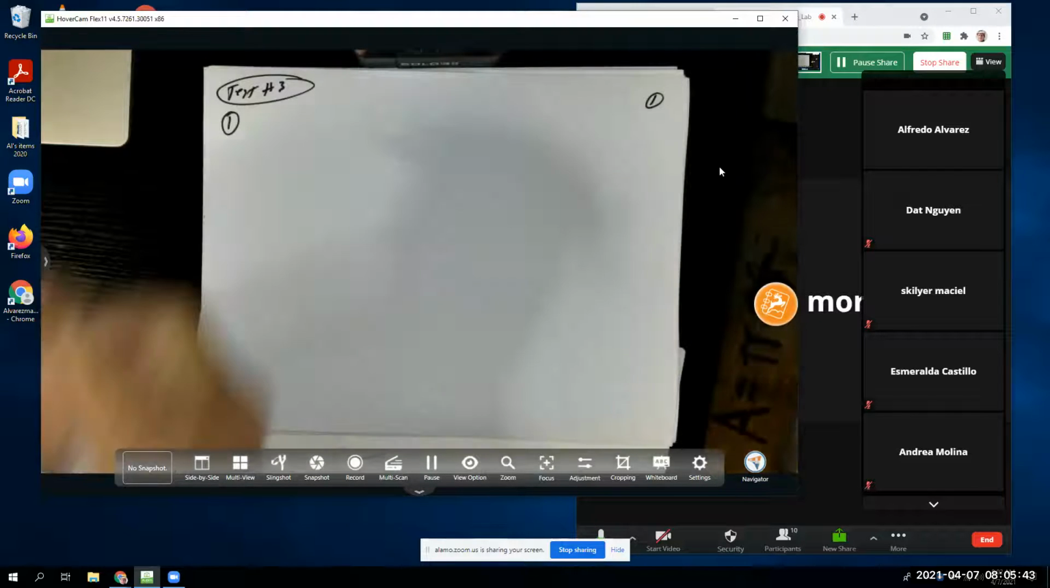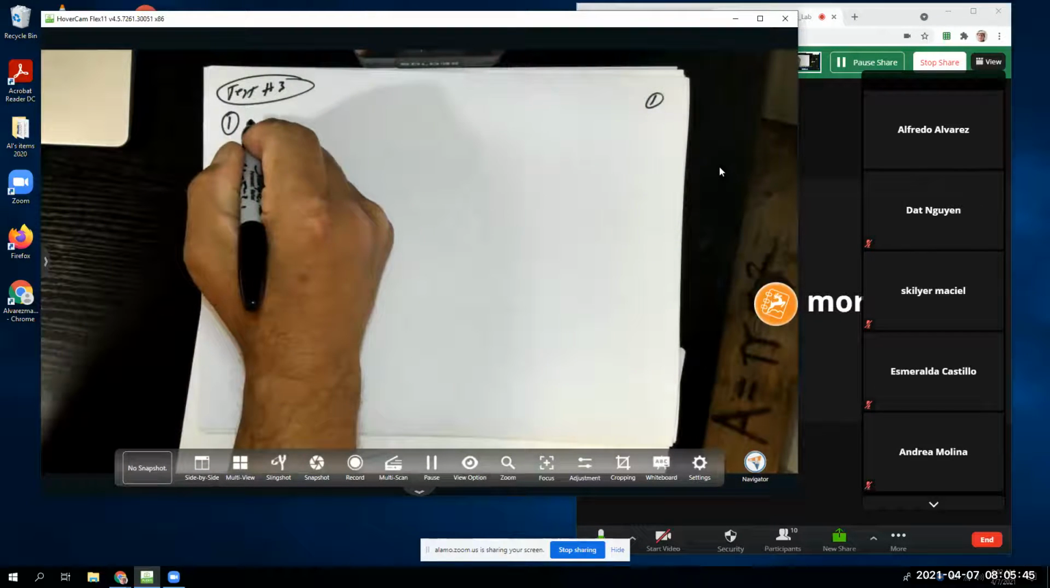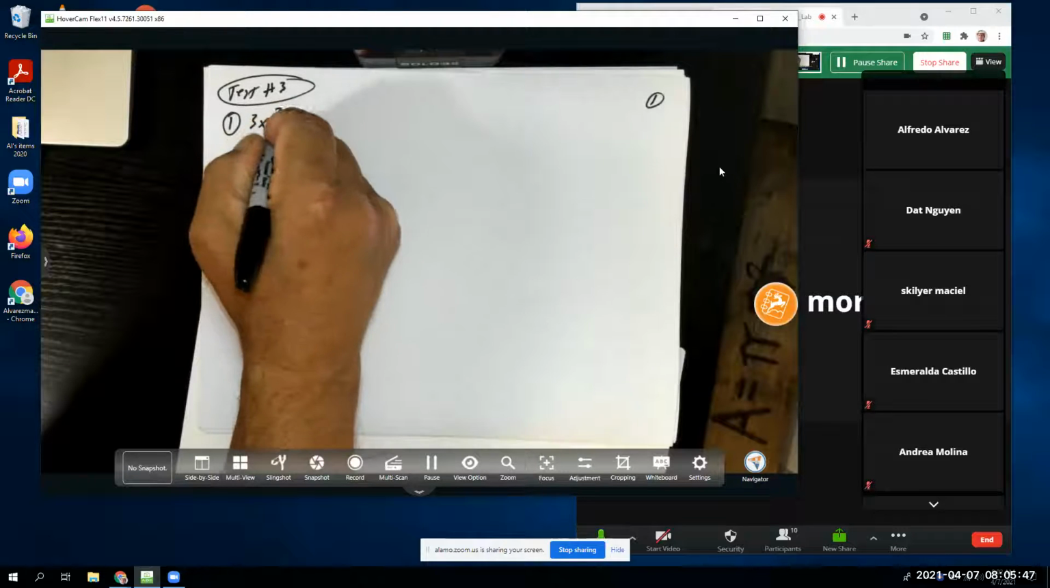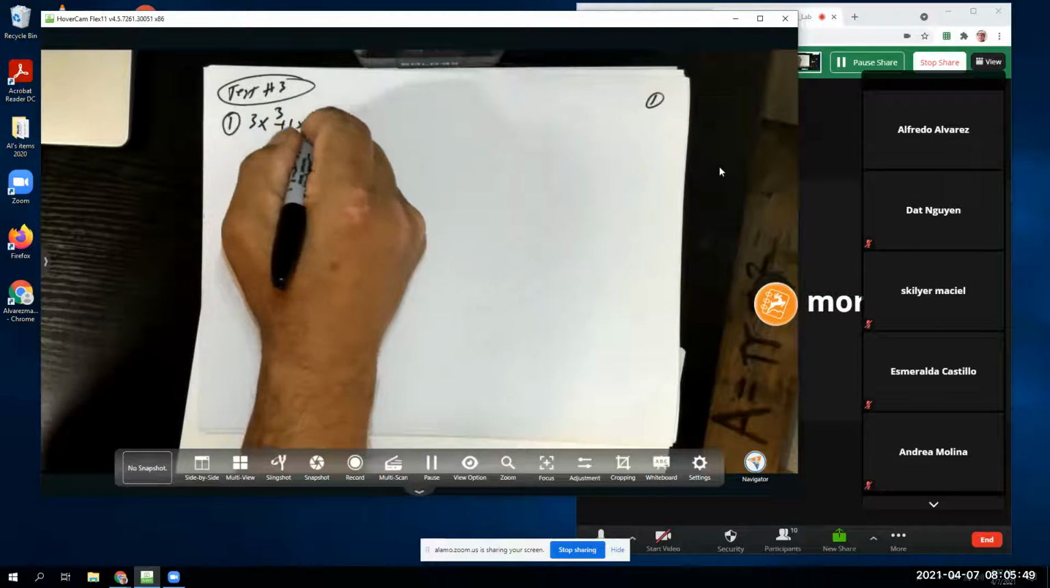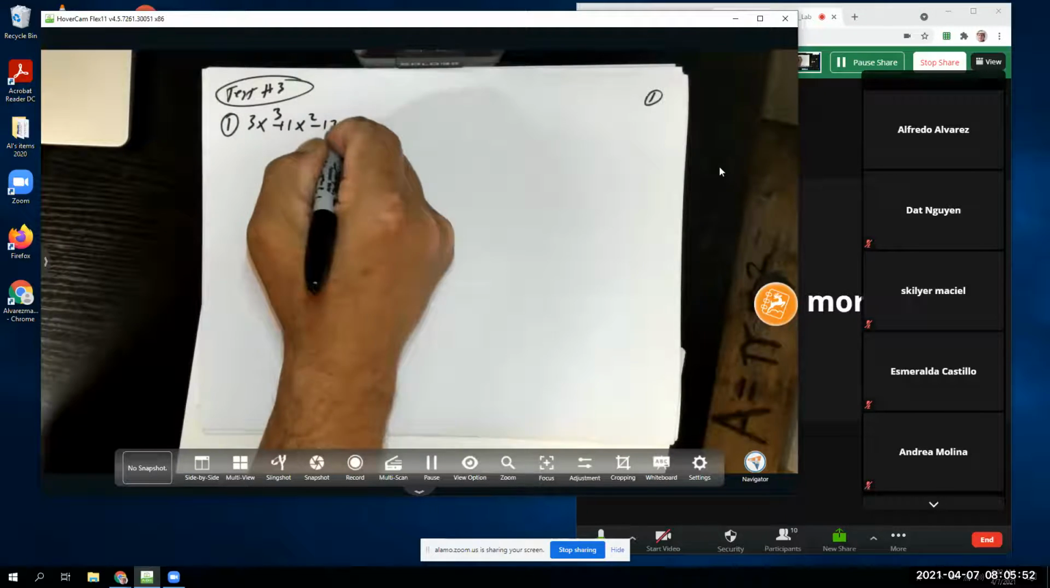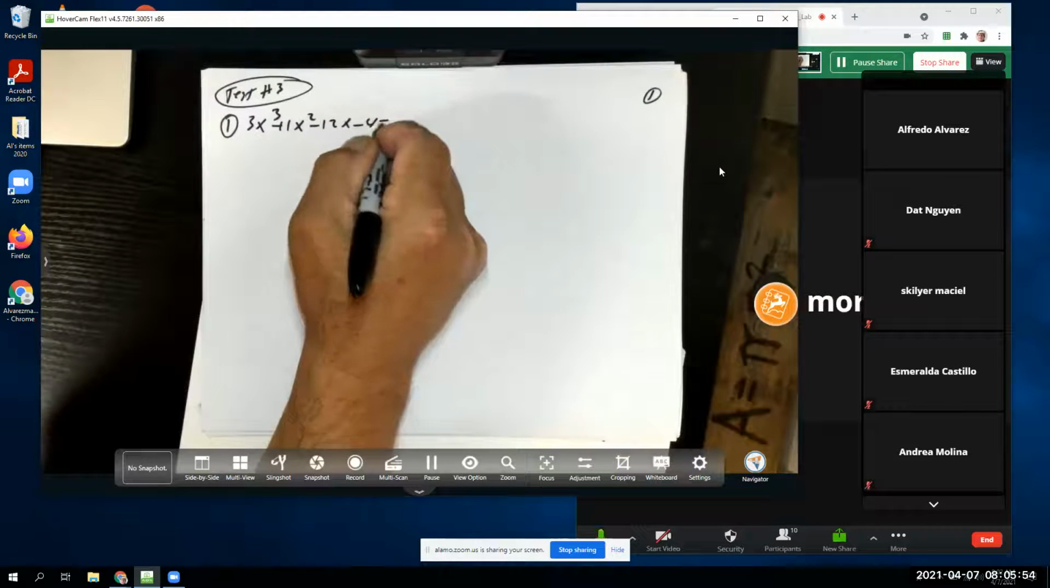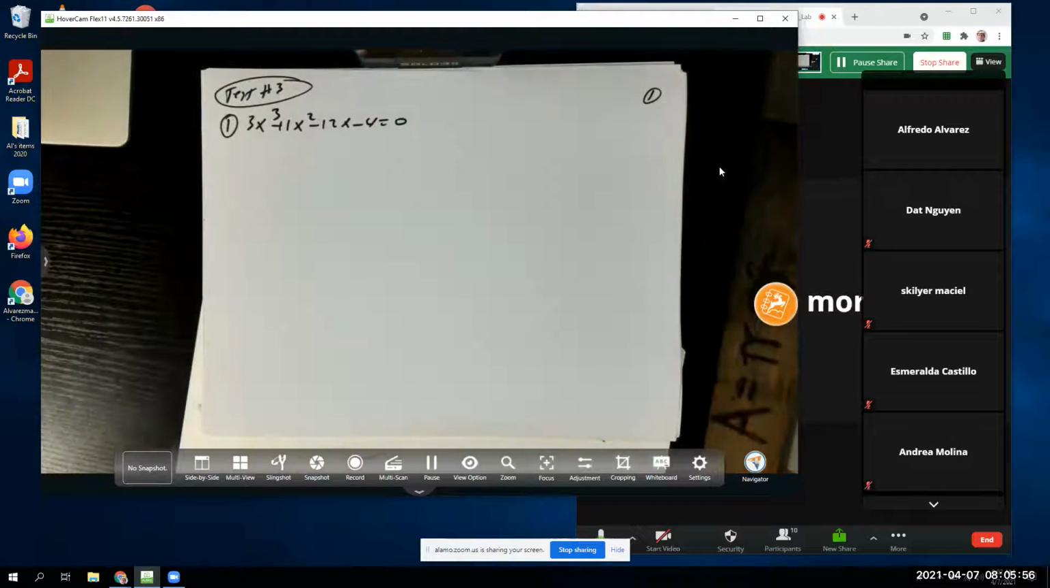Anyway, so here's question number 1, test number 3. It looks like this: 3x cubed plus 1x squared minus 12x minus 4 equals 0. Different numbers, but it looks just like that.